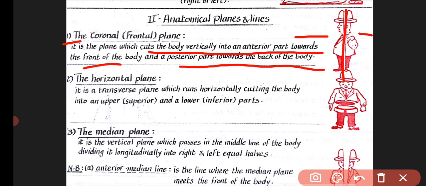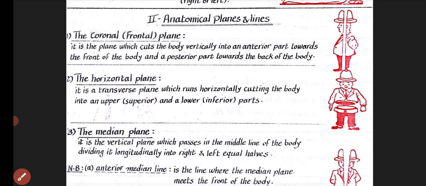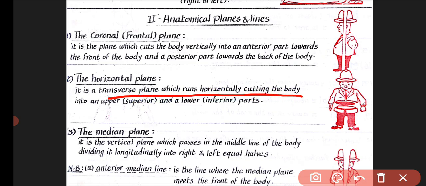Next one is the horizontal plane. It is the transverse or horizontal plane, which runs horizontally, cutting the body into an upper, superior part and a lower, inferior part. This one is the superior. This one is the inferior.